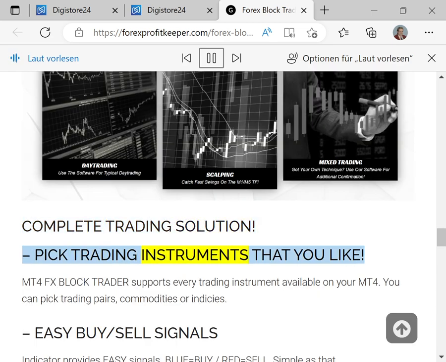Pick trading instruments that you like. MT4 FX Block Trader supports every trading instrument available on your MT4. You can pick trading pairs, commodities, or indices.